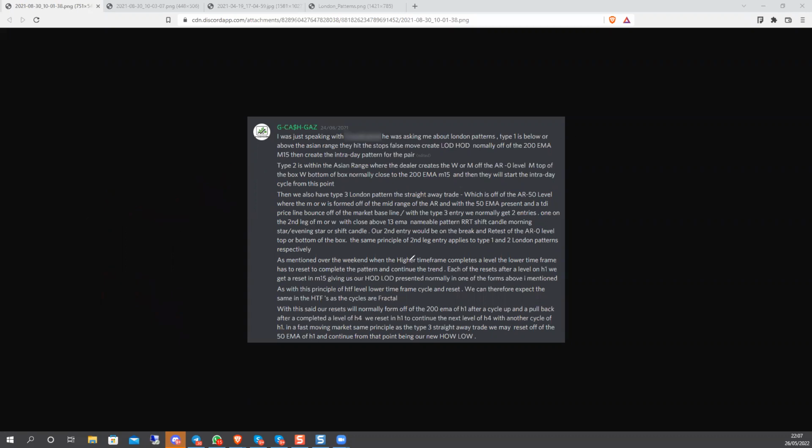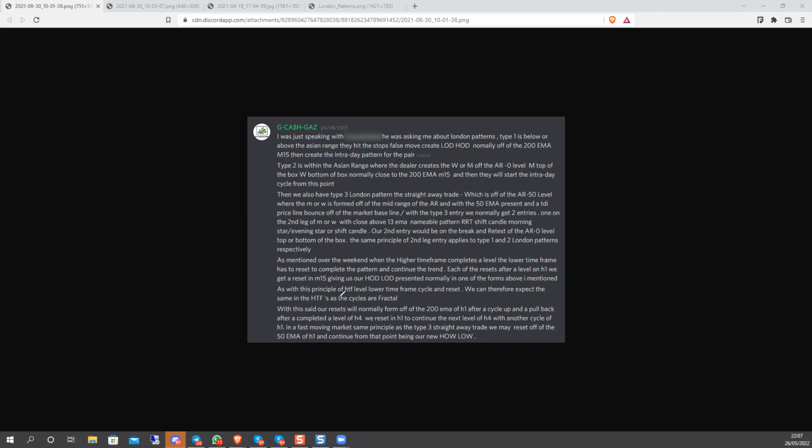As mentioned over the weekend, when the higher time frame completes the level, the lower time frame has to reset to complete the pattern and continue the trend. Each of the resets after a level on H1, we get a reset in M15, giving us the high or low of the day, presented normally in one of the forms I mentioned above.